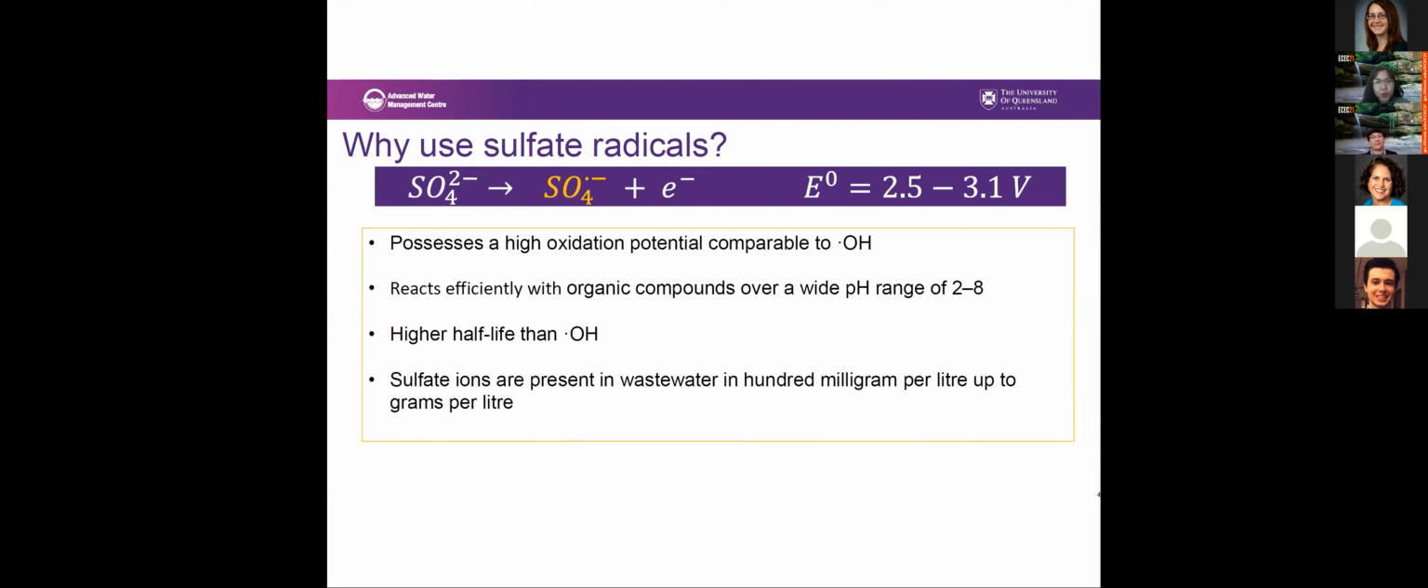Recently, studies have shown that sulfate radicals can also be electrochemically produced from sulfate ions that are present in water. This is a viable option because sulfate radicals have high oxidation potential, which is comparable to hydroxyl radicals. They work over a wider pH range while still giving efficient treatment, and they have a higher half-life than hydroxyl radicals. At the same time, sulfate ions are already present in wastewater, so this reduces the need to add additional chemicals in actual wastewater treatment applications.